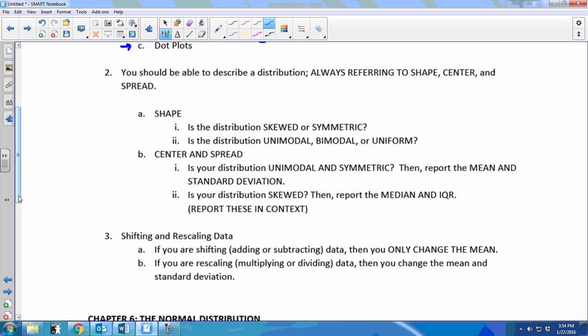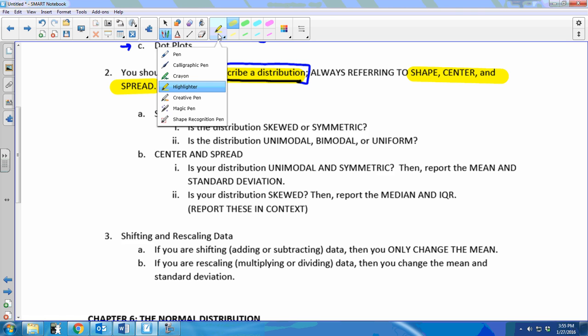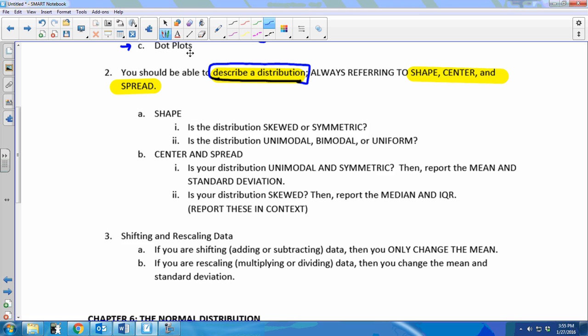Once you've made some sort of display, you should be able to describe a distribution. If they say on the AP exam to describe a distribution, that means that you need to talk about shape, center, and spread. That's what that means. It's not optional. They're not going to tell you to talk about the shape, center, and spread. They're going to say describe. That's what you should talk about. So, remember shape? Is the distribution skewed or symmetric? Is it unimodal, bimodal, or uniform? Right? So if we think about some shapes, obviously we know what symmetric looks like. That's pretty, right? That's unimodal and symmetric.